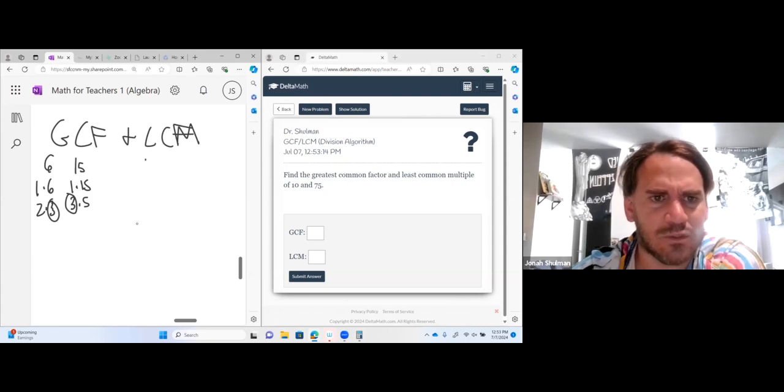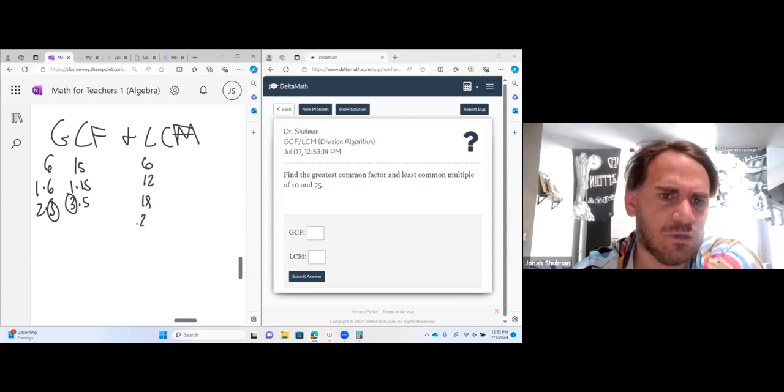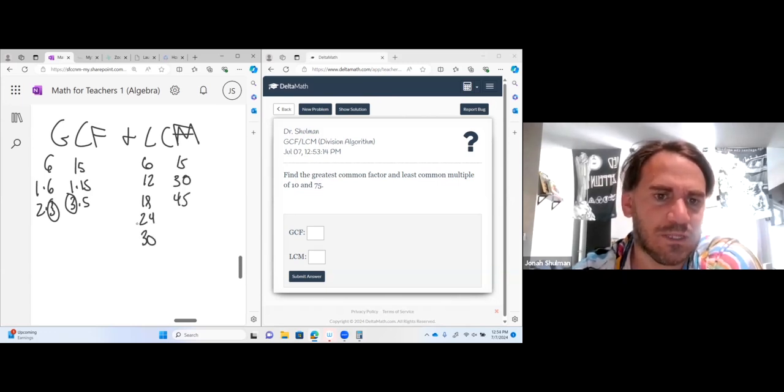Now, least common multiples, when do they match? So we have 6, 12, 18, 24, 30, and then we have 15 and 30, and then we have 45. The first time they match is going to be at 30.